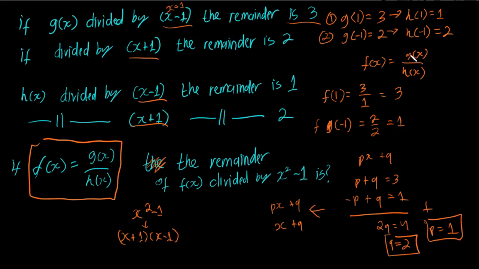f(x) equals the function g divided by the function h. So yeah, you're just gonna divide: 3 divided by 1 is 3, and for the other one, at minus 1, 2 divided by 2 is 1, and then you insert this into the function px plus q.